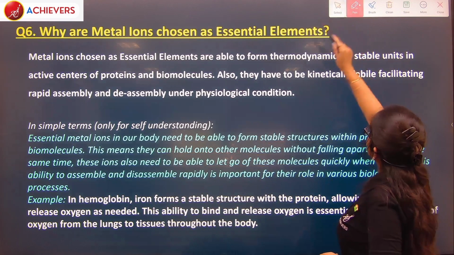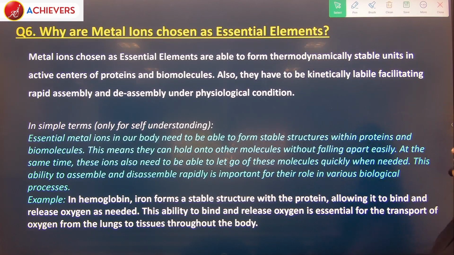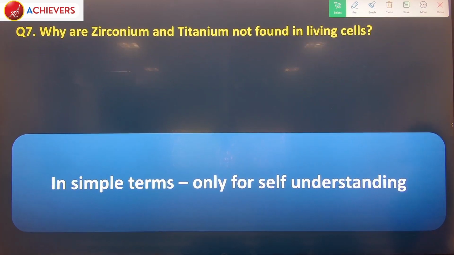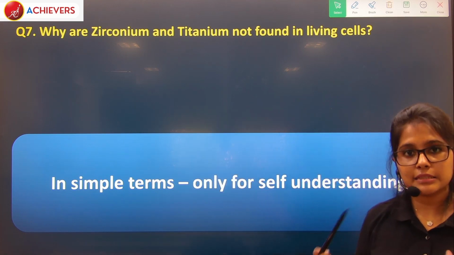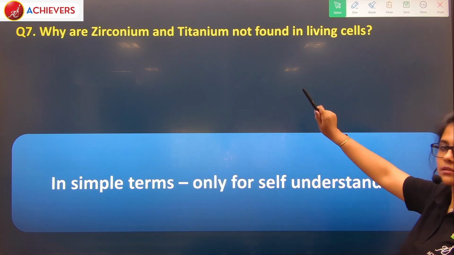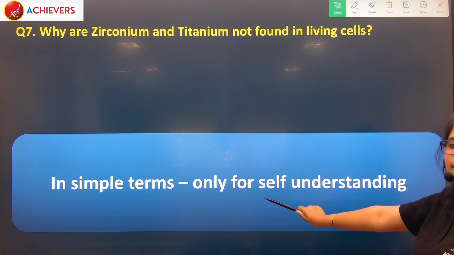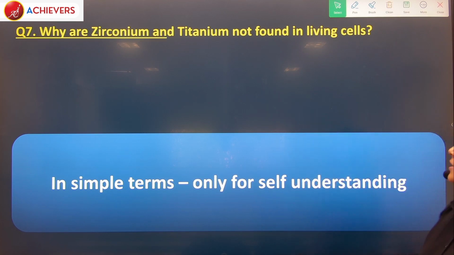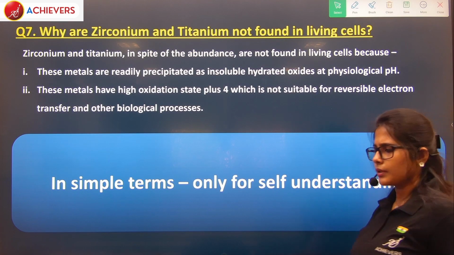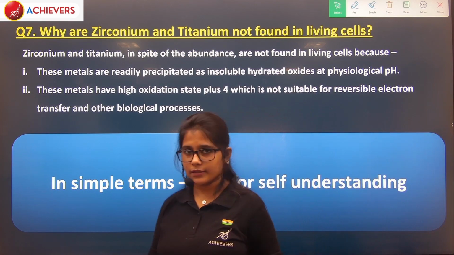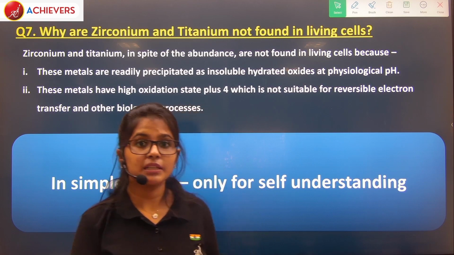Now, shifting to the next question, number 7. Why are zirconium and titanium not found in living cells? What is the reason behind it? Once again, first a professional answer, then an answer in simple terms. So, zirconium and titanium, in spite of their abundance, बहुत बहुत मिलते हैं अर्थ में, पर फिर भी लिविंग सेल में नहीं मिलते.